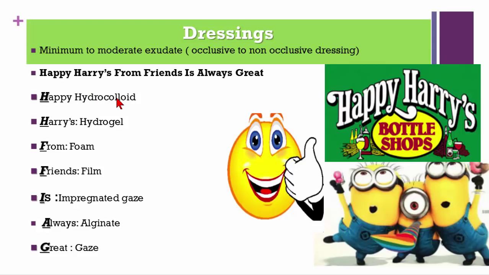Happy means hydrocolloid. So first of all, in order to treat minimum to moderate exudate, we use hydrocolloid dressings. Harris means hydrogel. If we don't have these two, then we can use foam dressings. France means transparent film dressing. Is means impregnated gauze. And always means alginate. And great means gauze. So, Happy Harris from France is always great. Just remember that for minimum to moderate exudate.